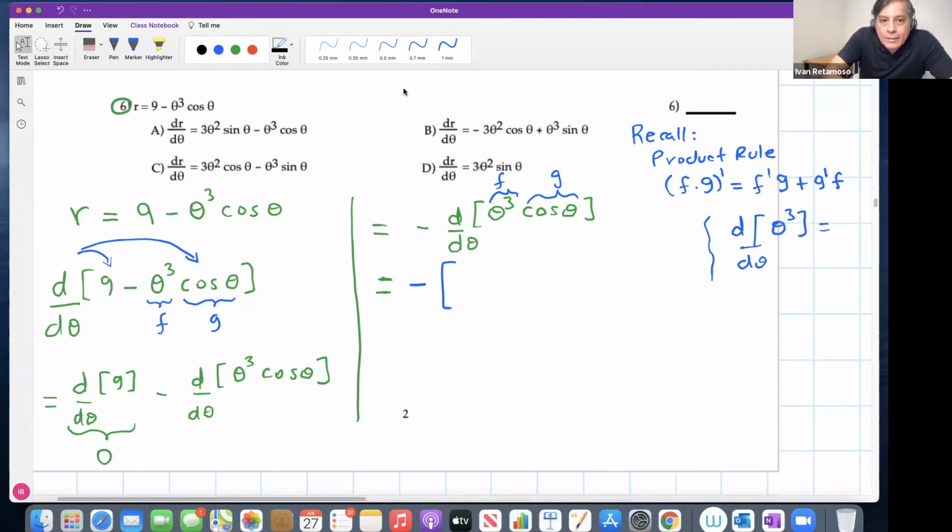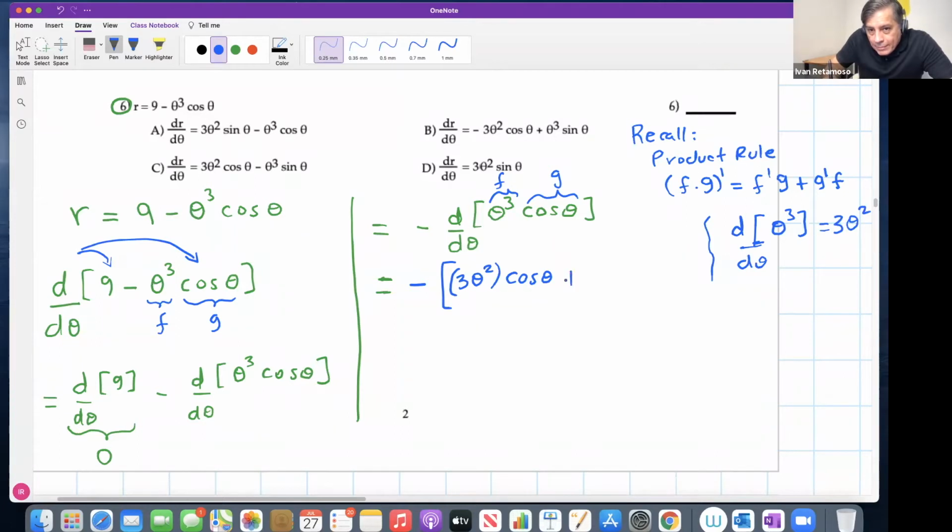The derivative of theta cubed. Very good, Adriana, Sarah. Excellent. This is just 3 times theta squared: 3 coming down, one less stays as the exponent. 3 theta squared. I'm going to write it within parentheses. This is the derivative of f times g as it is, without derivative, the cosine of theta.